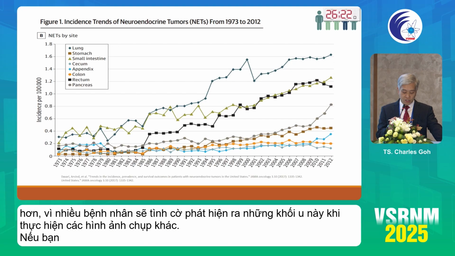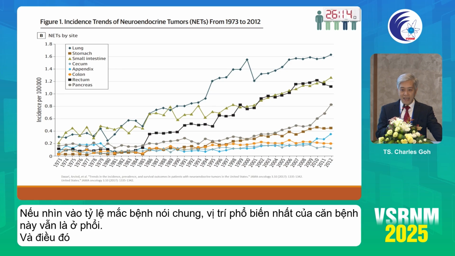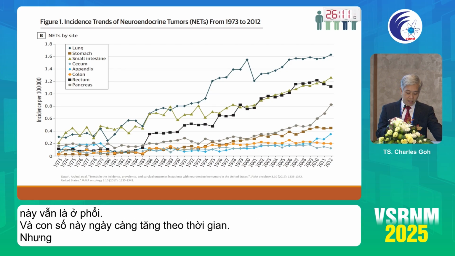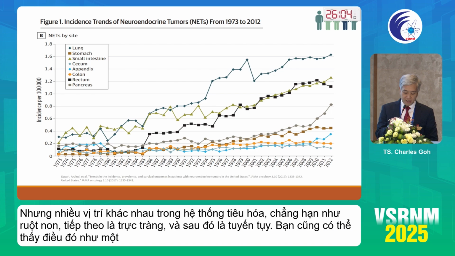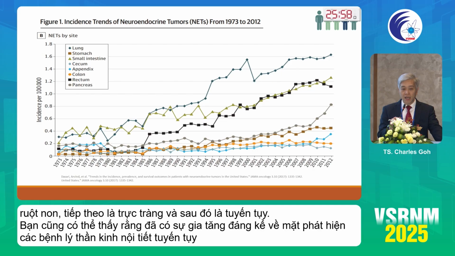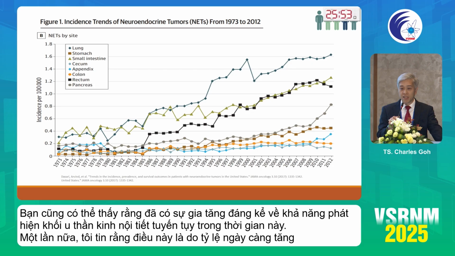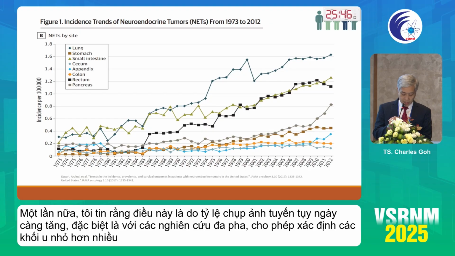If you look at the incidence trends, overall, the most common site of this disease is still in the lung, and that has been going up over time. But various sites in the gastroenteric system, such as the small intestine, followed by the rectum, and then the pancreas, you can also see that there's been quite an increase in the detection of pancreatic neuroendocrine tumors in this time. Again, I believe this is because of the increasing rate of imaging of the pancreas, especially with multiphasic studies, which allow the identification of much smaller neoplasms within the pancreas.